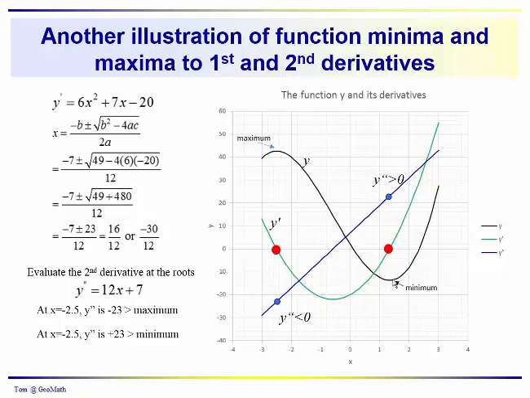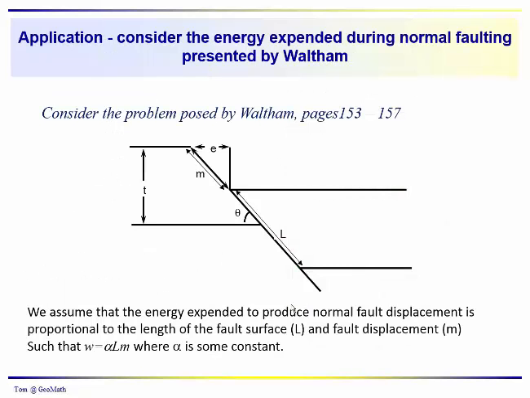So those are the basic relationships of minima and maxima to the first and second derivative. The first derivative is always going to be 0. The second derivative is going to be either positive or negative, telling you that it's a minimum or a maximum.